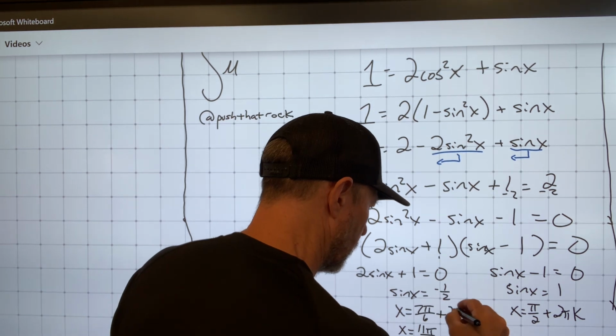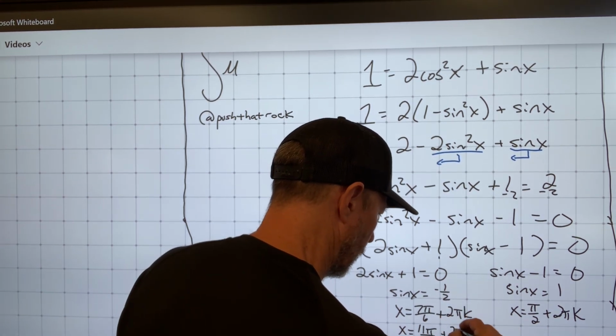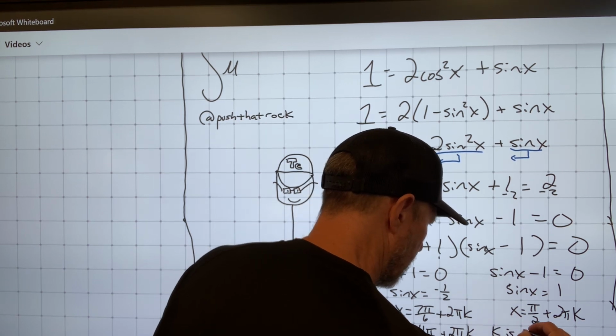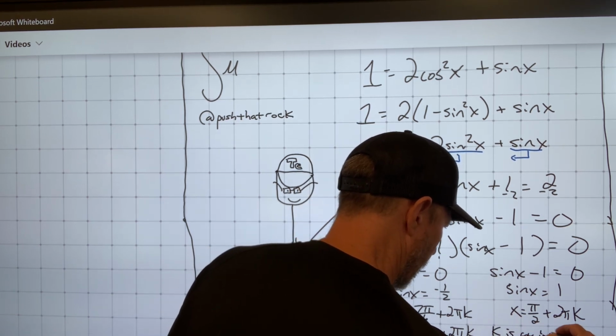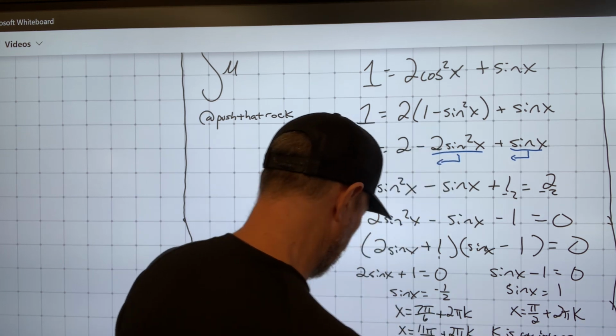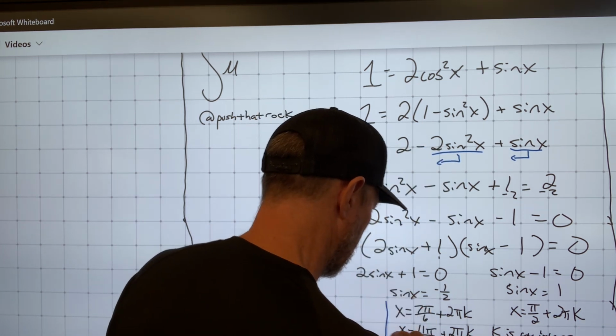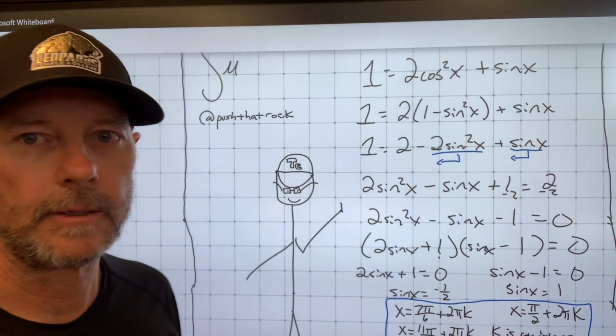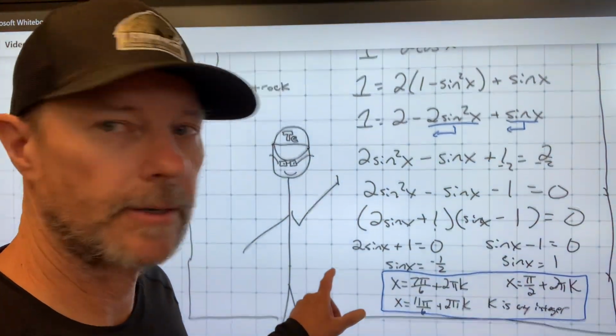And then of course, all the coterminal angles, and k is any integer. And that gives me the solution right there. Can we see that? Did I write off the board?